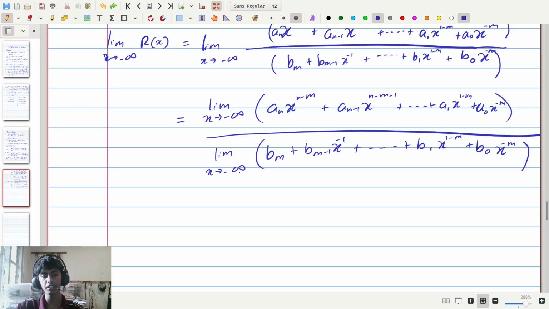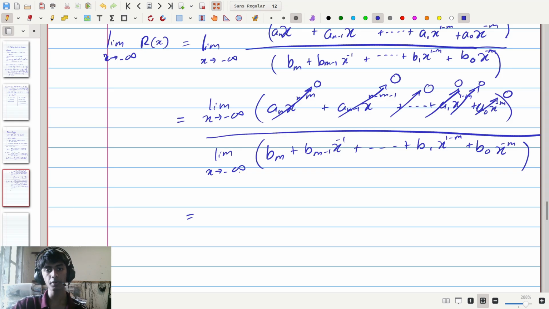Now applying the limit, on top what we have is some coefficient which is finite times x to the negative power where x approaches negative infinity. 1 divided by any infinity, whether it's positive or negative, is going to approach 0. So therefore this term is going to approach 0. Similarly, the next term, which is also a negative power, is going to approach 0. Every other term is also going to approach 0. So all of these terms are going to approach 0, meaning that the entire sum on top is going to approach 0. So therefore we have 0 on top when we take the limit.